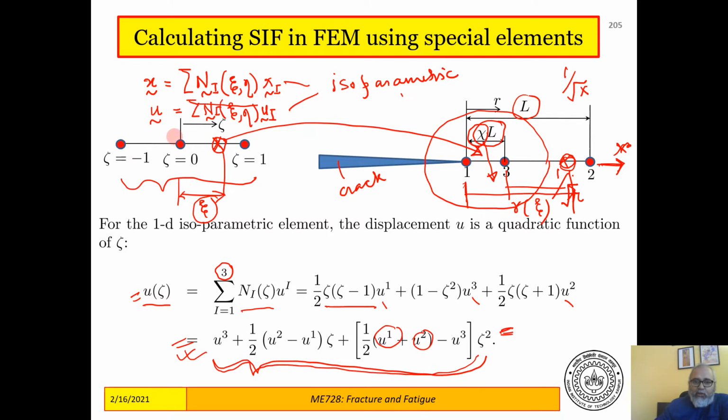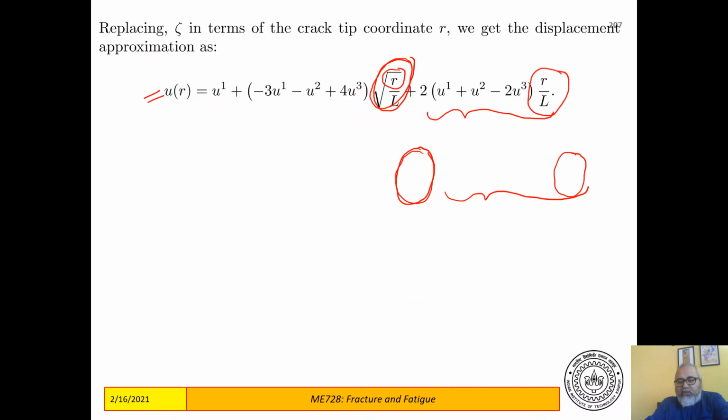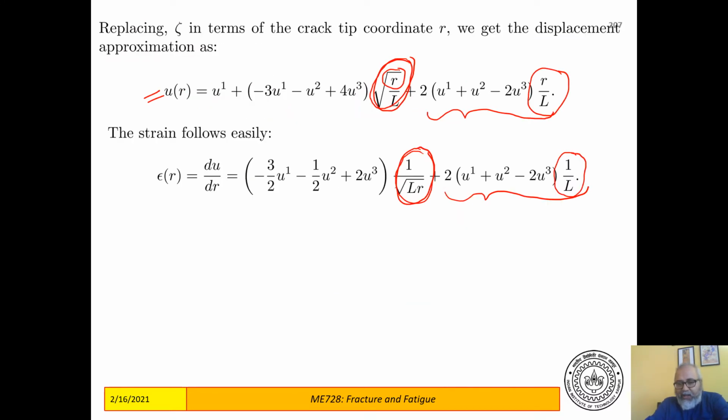Okay, so just to summarize what we have done, we have written the interpolation in terms of the parent coordinates. Then for a particular value of chi, we try to replace the parent coordinates by the physical coordinates and write u as a function of the physical coordinates. Once we did that, we took the strain, and then we saw that for a particular choice of chi, we actually have the correct terms necessary to approximate the Williams displacement and stress solutions if we choose chi equal to 1/4.